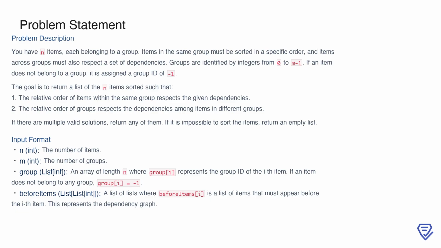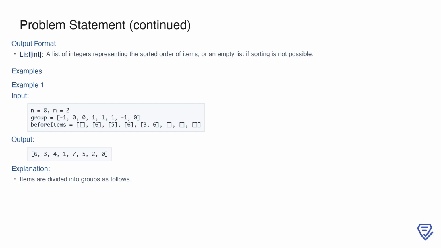The input includes the total number of items, the number of groups, an array indicating the group ID of each item, and a dependency list that specifies which items must appear before others. This forms the foundation of the sorting problem we need to solve. The output of this problem is a list of integers representing the sorted order of the items, or an empty list if sorting is not possible. Let's consider an example to understand this better.